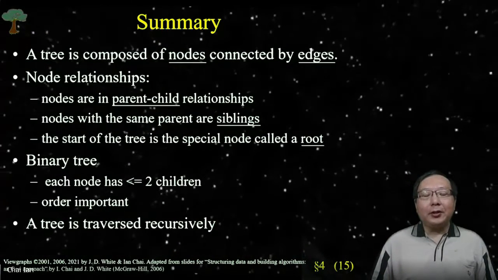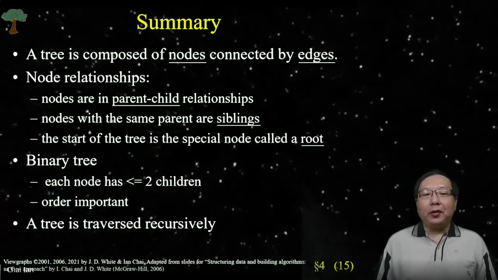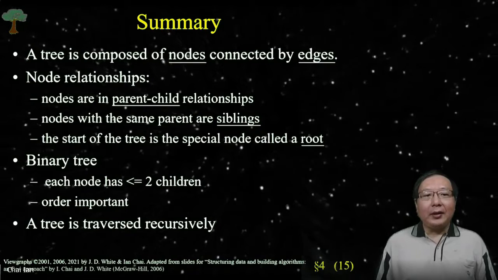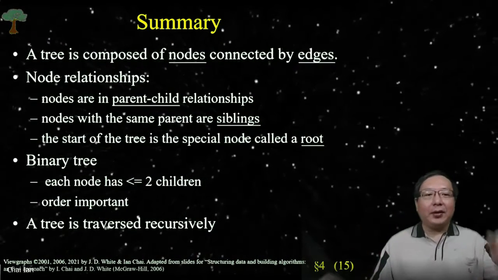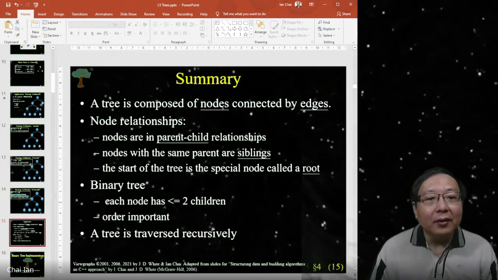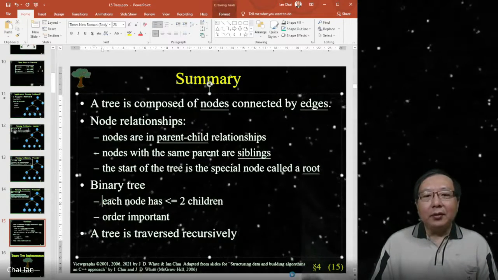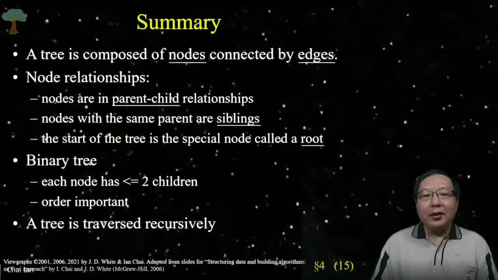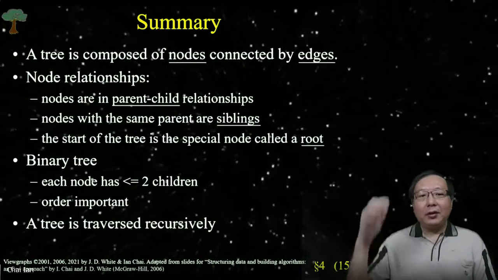And there's a special type of tree called a binary tree, where each node has two or fewer children. And it has an important distinction in the order: the left child and the right child are different. There seems to be an extra space there. And the way that we traverse a tree is recursively, by having functions call each other.